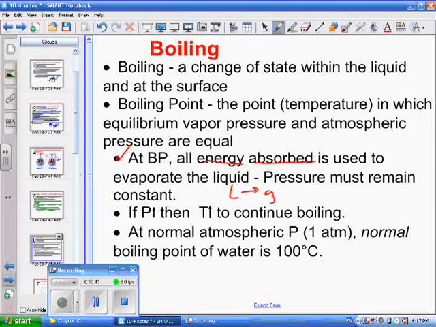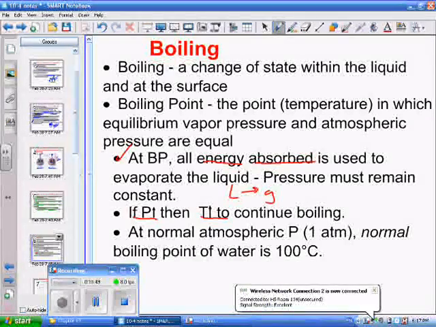liquid to gas. So if pressure increases on that liquid, then the temperature will increase. And if this happens, the boiling point will increase. So what does this tell us?